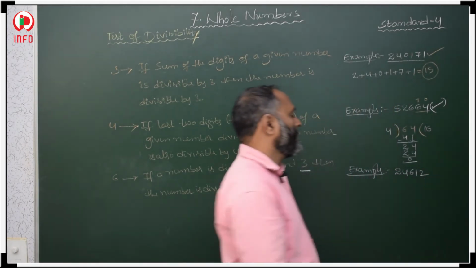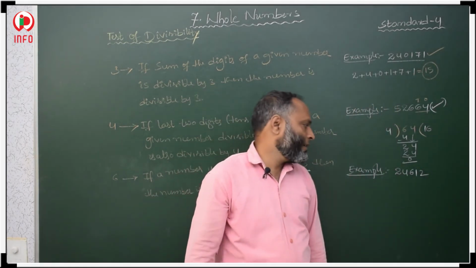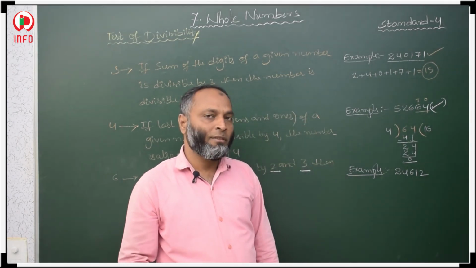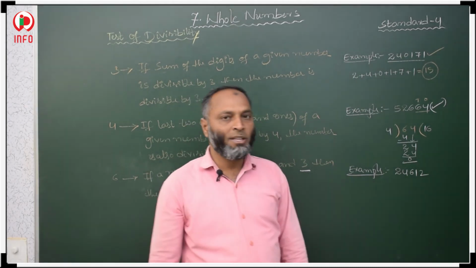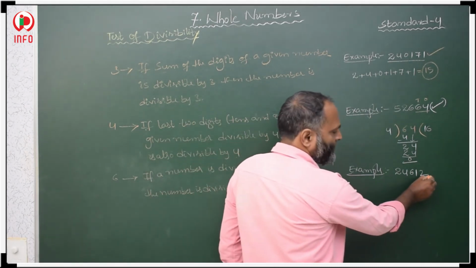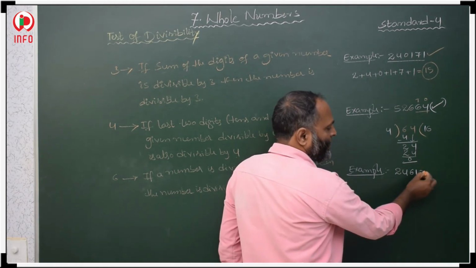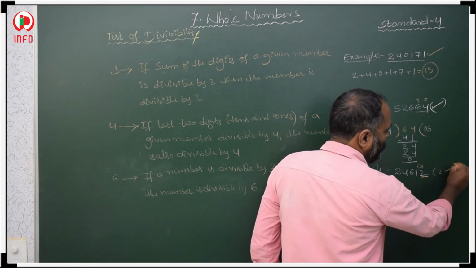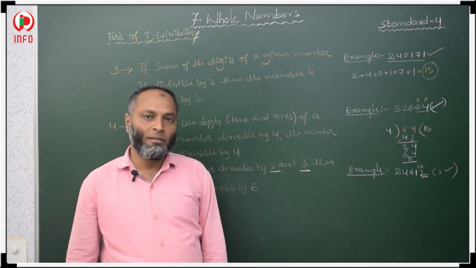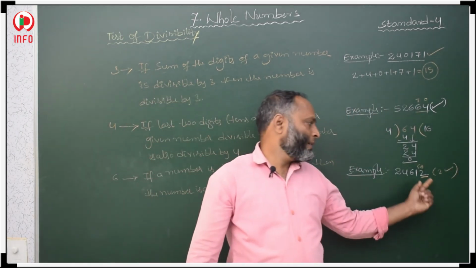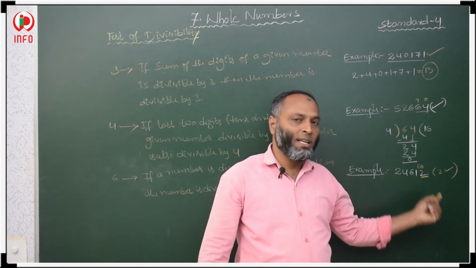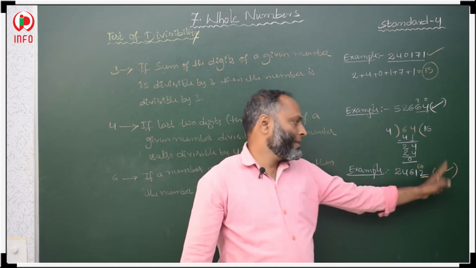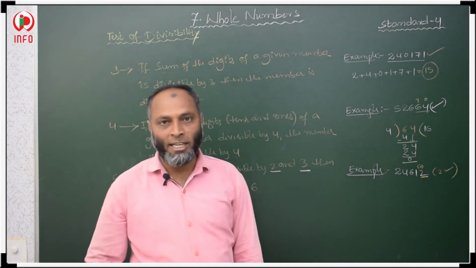Now this is a number, 24,612. First we have to check whether this number is divisible by 2 or not. For the divisibility test we have to check the ones place. What is there in the ones place? An even number, 2. So it is divisible by 2, because that is an even number. So the divisibility condition for 2 is satisfied.